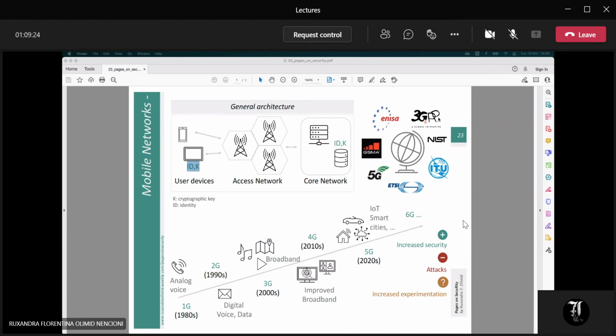So the 3GPP I showed you last time, right? How you can search for the standards in 5G. The ETSI is the organization doing standards for Europe. It's called the European Telecommunications Standards Institute. And this is the International Telecommunication Union. So these are all, let's say, organizations.